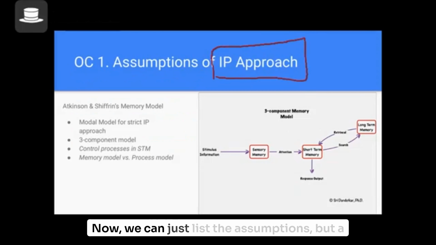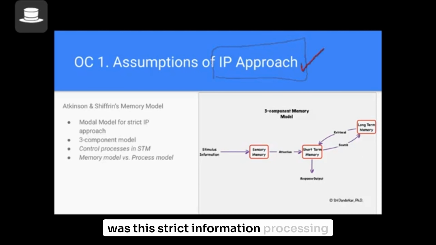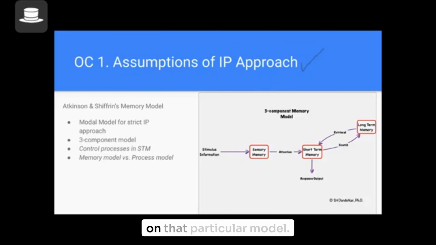Now we can just list the assumptions, but a better way would be to actually show the assumptions in action by looking at one of the prominent models at that time when there was the strict information processing approach. We looked at that model and how that model was used and how we can infer the assumptions of the information processing approach based on that particular model.